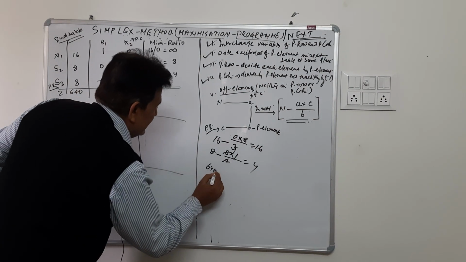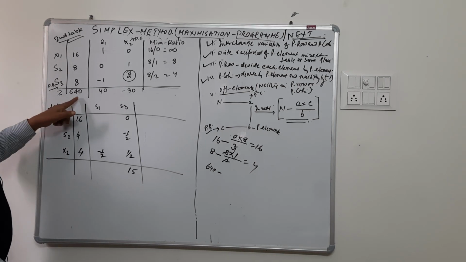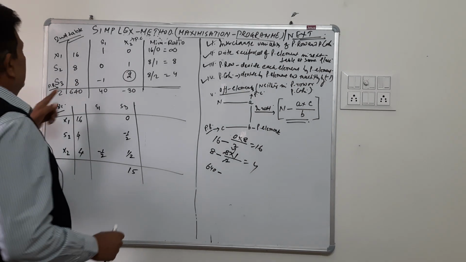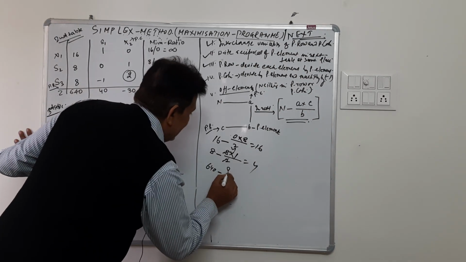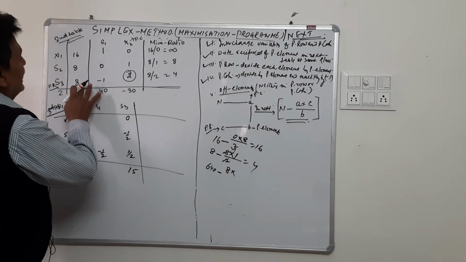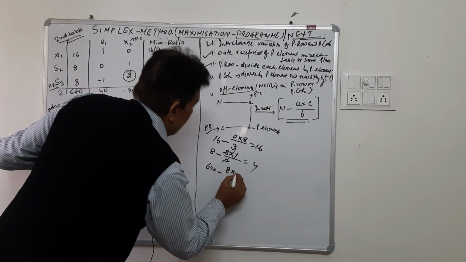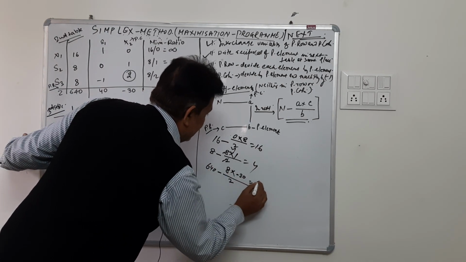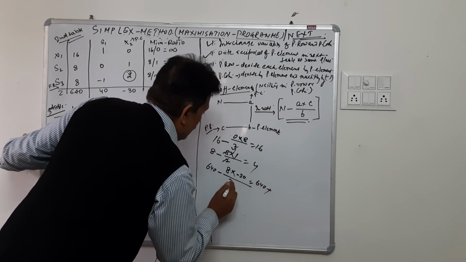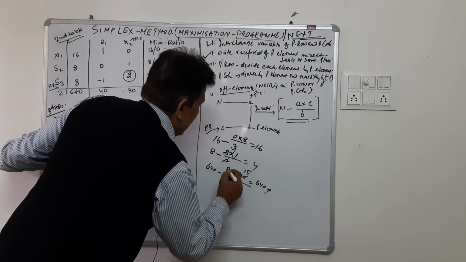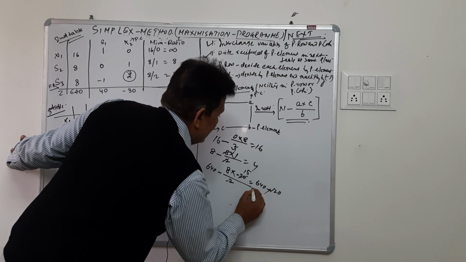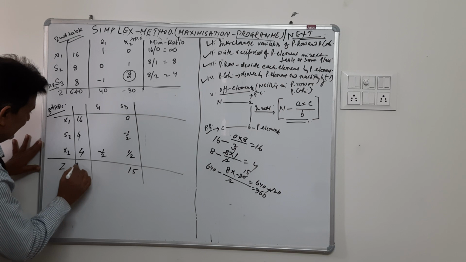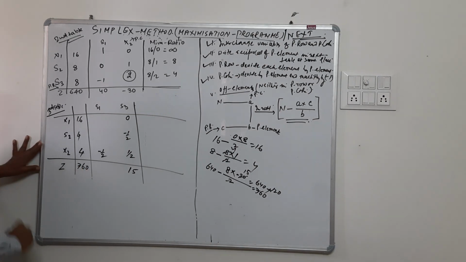Now 640. So 640 minus the corresponding element in the pivot row, that is 8, into the corresponding element in the pivot column, that is minus 30, divided by the pivot element. That is 640 plus, and 15 times 8 is 120, and this is 760. So Z has become 760.